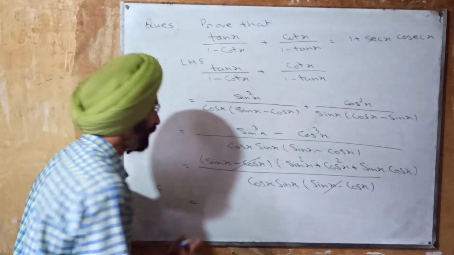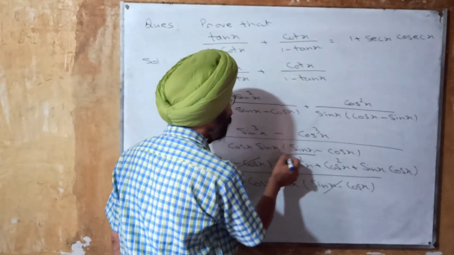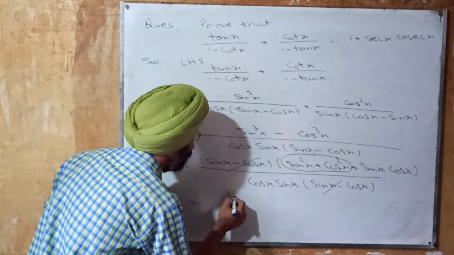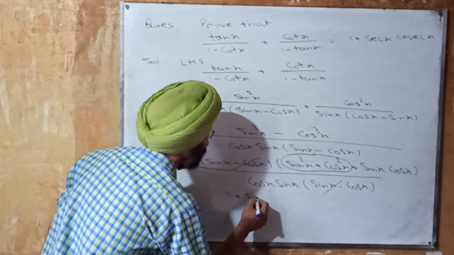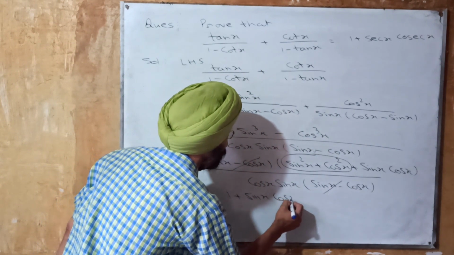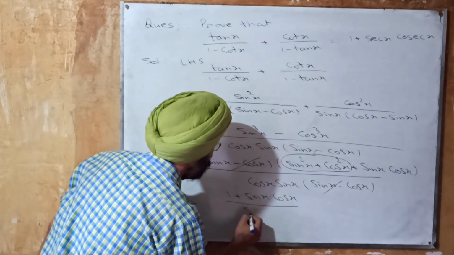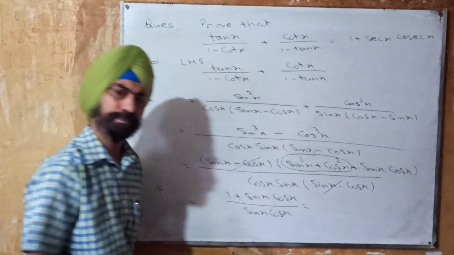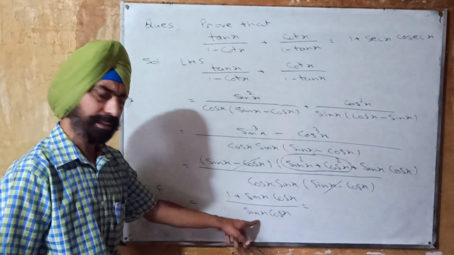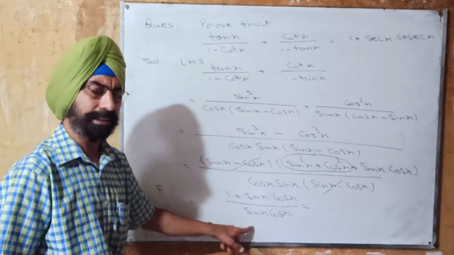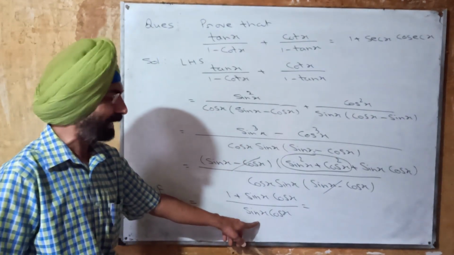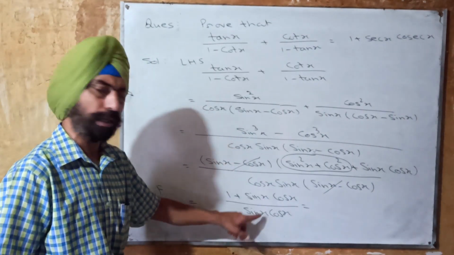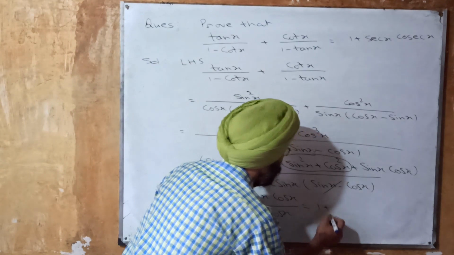So what you will be left with: sin square x plus cos square x will become 1. So this is 1 plus sin x cos x divided by sin x cos x. Now the final step, very easy. 1 divided by this plus second term divided by this. When the second term will be divided by sin x cos x, the numerator and denominator will become the same. So the second term I am going to write first, it is 1 plus.